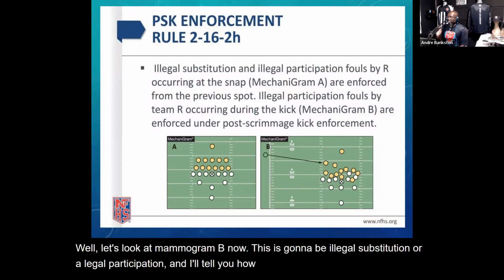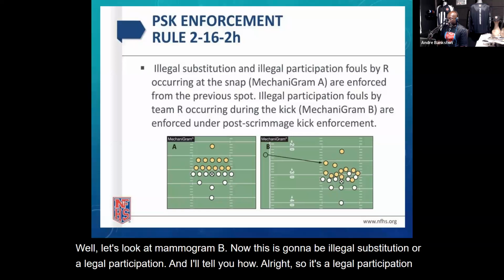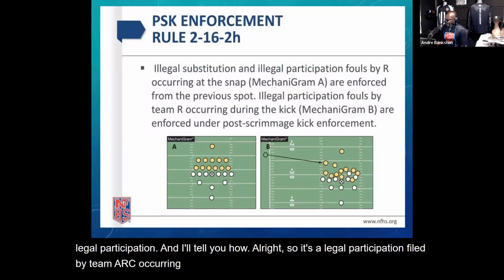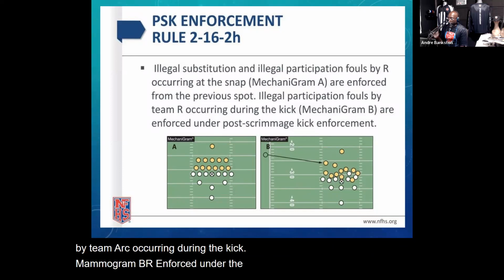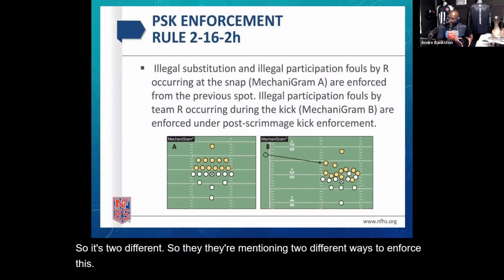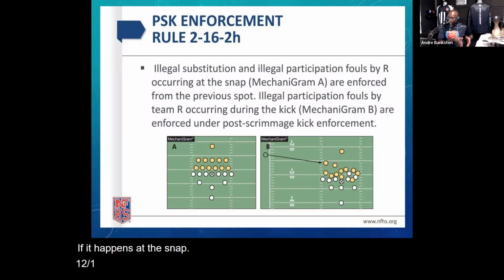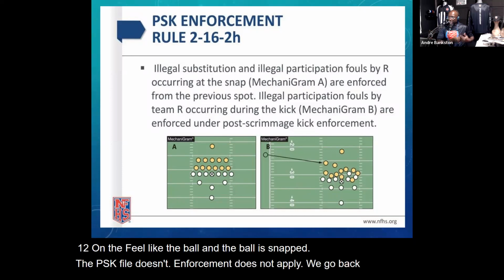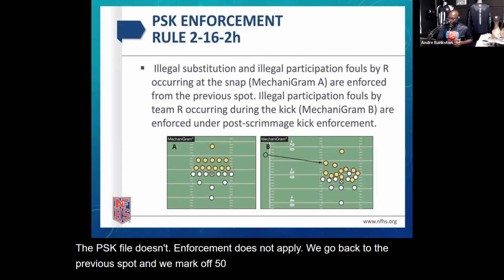All right. So an illegal participation foul by team R occurring during the kick, paragraph B, is enforced under the post scrimmage kick enforcement. So they're mentioning two different ways to enforce this. If it happens at the snap, 12 on the field at the time the ball is snapped, the PSK foul enforcement does not apply. We go back to the previous spot and we mark off a 15-yard penalty.